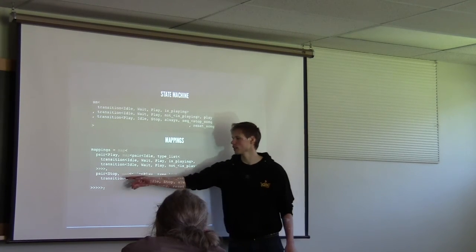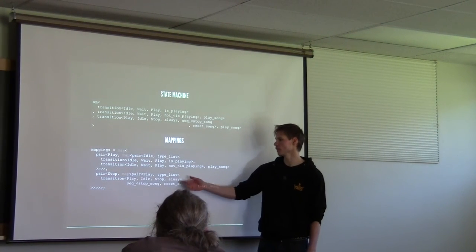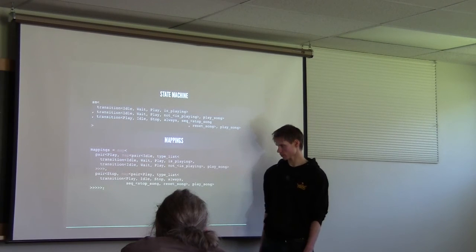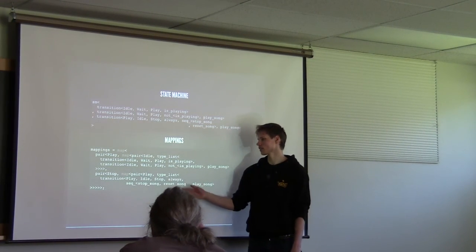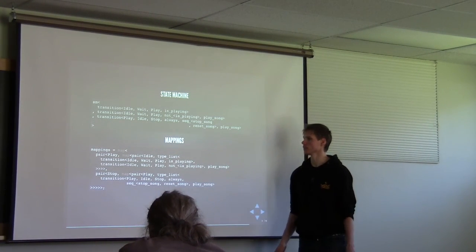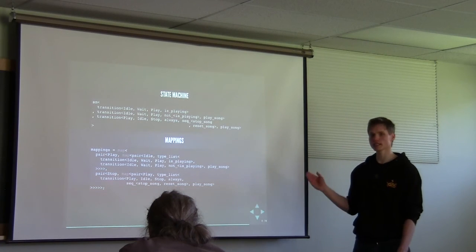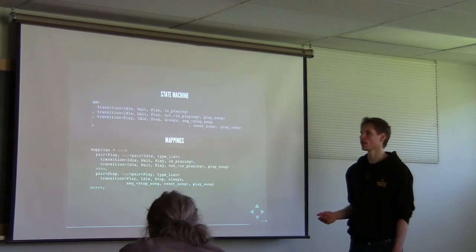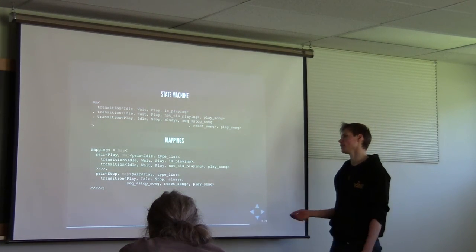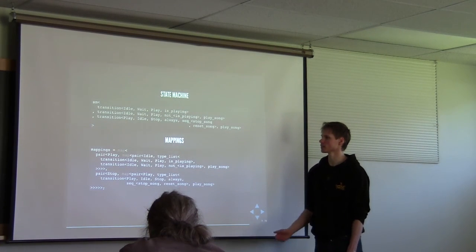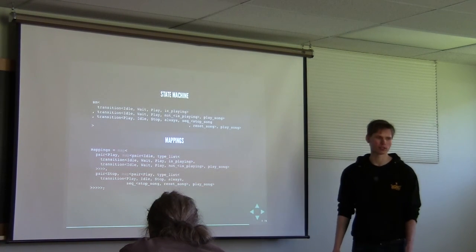And it's the same for another event and the pair of the states and the transitions which may occur. So those are the mappings which are pre-compiled, in a sense, at the beginning of the creation of the state machine.